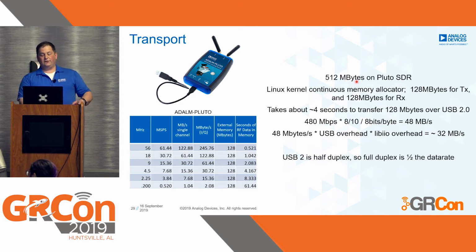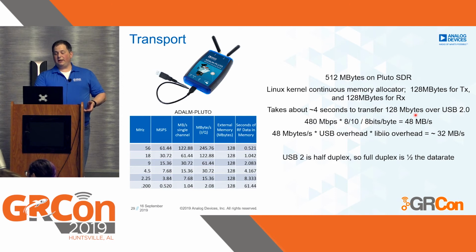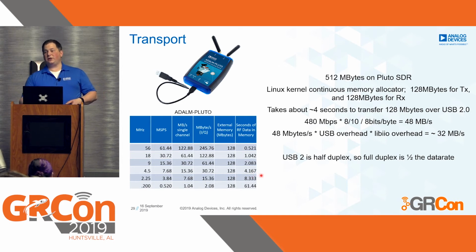So if you think of the Pluto, it takes about 4 seconds to transfer 128 meg across USB. And USB is half duplex, so full duplex is about half of that. So we get about 32 megabytes per second, which lets us stream at about 7 megasamples a second, one way. So either transmit or receive. USB 3 is full duplex.